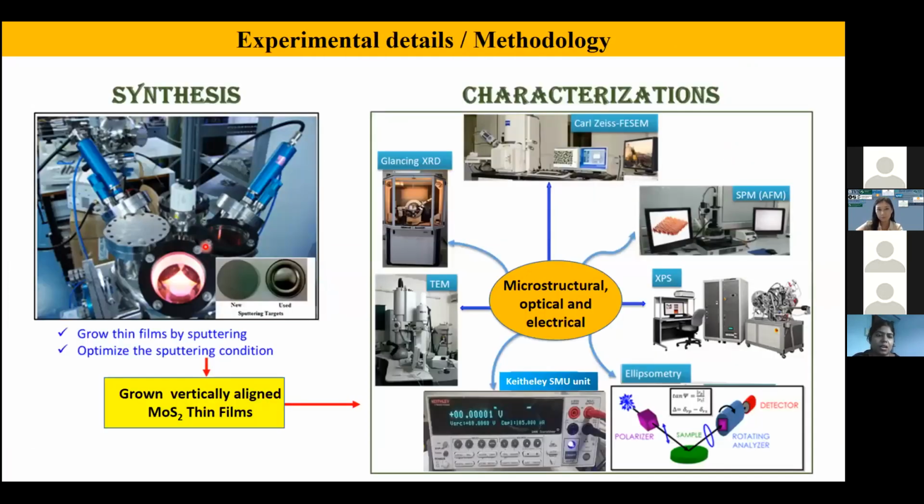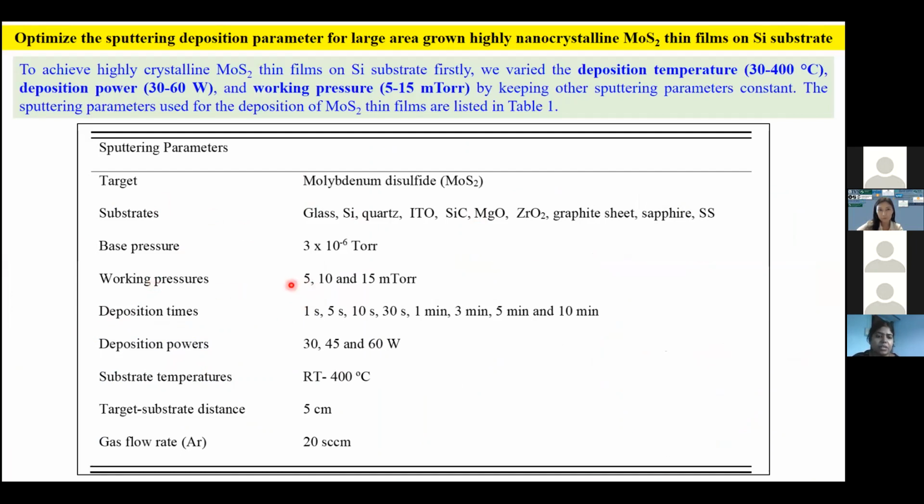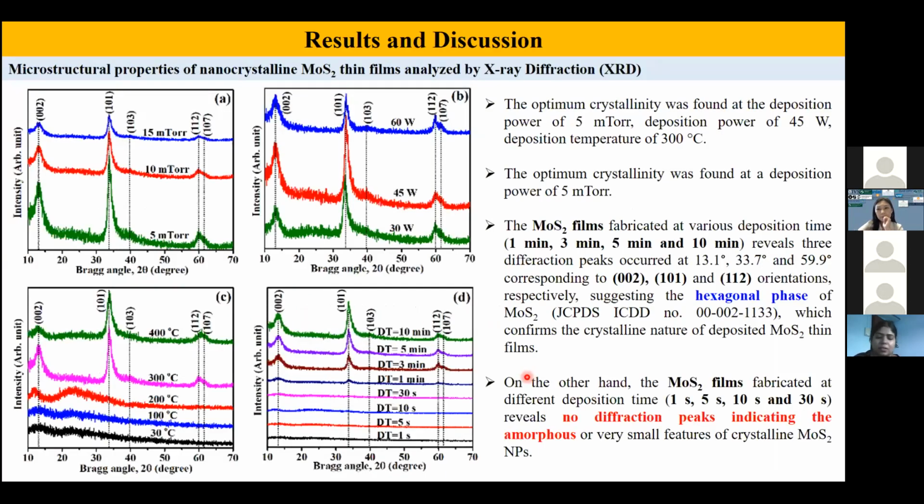This is the chamber we used for the synthesis of the MoS2 thin films, and these are the targets. We optimized the sputtering conditions and grew vertically aligned MoS2 thin films, and then characterized them by XRD, SEM, TEM, XPS, and optical and electrical properties. These are the sputtering parameters: first I varied the working pressure, then the deposition power, and then the substrate temperature to achieve a nanocrystalline film. After optimizing, I prepared different thicknesses of MoS2 films by varying the deposition time.